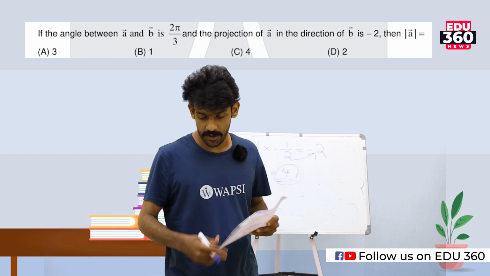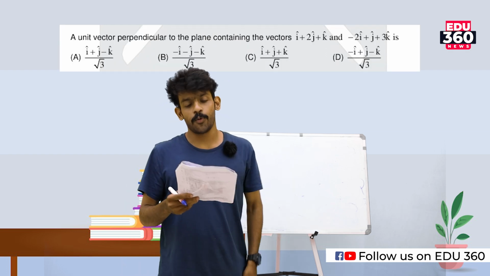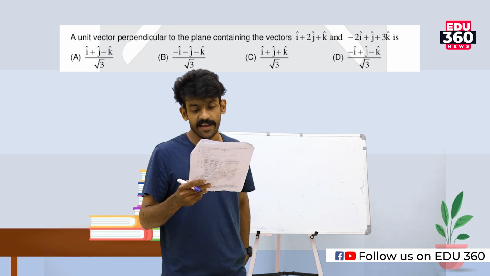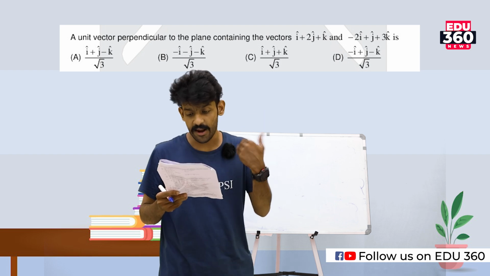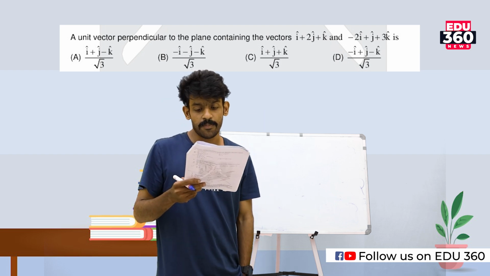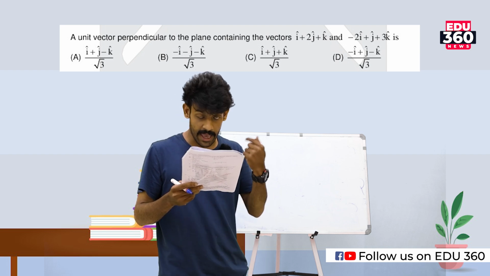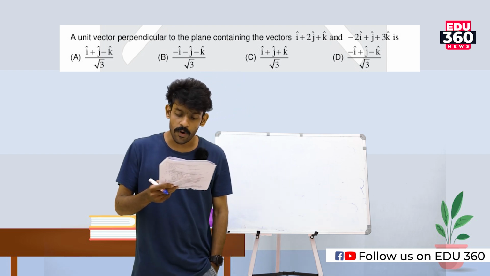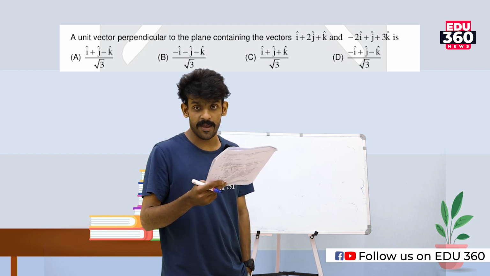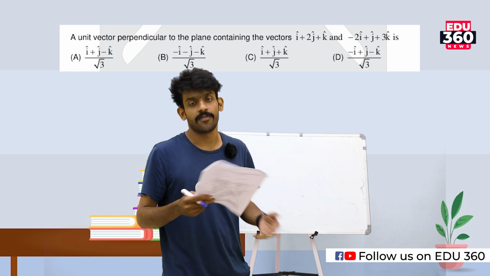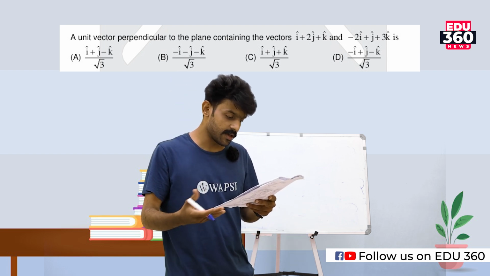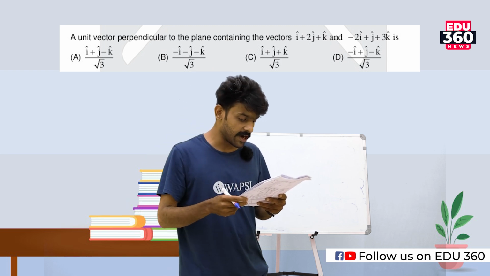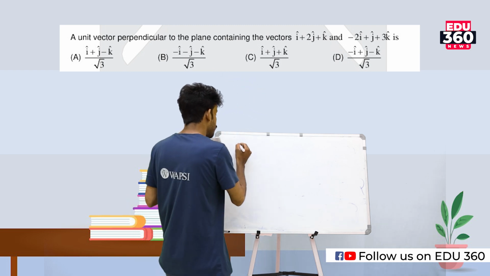So the third question is: a unit vector perpendicular to the plane containing the vectors I cap plus 2j cap plus k cap, and -2i cap plus j cap plus 3k cap, is. So we need to find the unit vector perpendicular to the plane containing the vectors. Two vectors are already given, so we can name the first one as A.